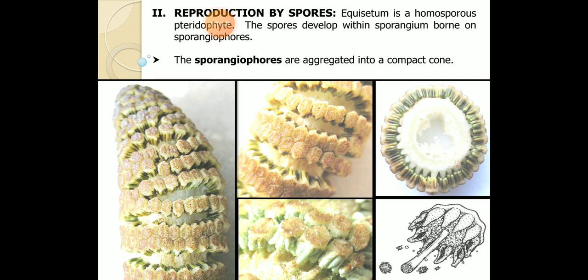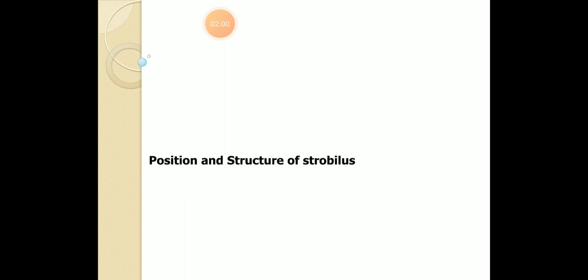In the previous class, Selaginella was heterosporous, but Equisetum is homosporous, and the sporangia are borne on the sporangiophore. The sporangia-bearing structure is called a sporangiophore, and this is the structure. This photograph shows the sporangiophore structure.